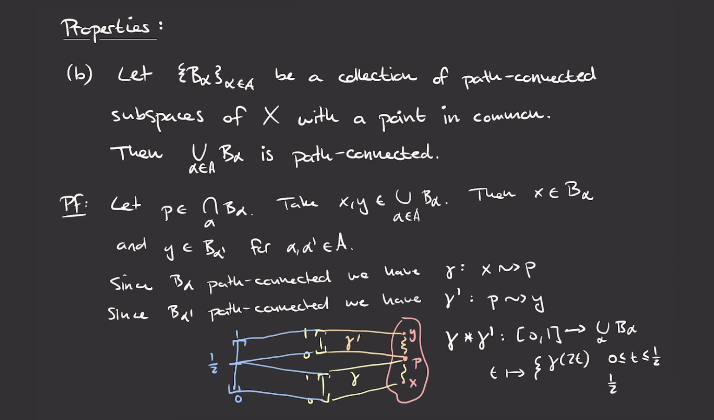And if t is greater than 1/2, but less than 1, we want to be using gamma prime. And again, we want to use gamma prime at twice speed because here we only have 1/2 length, and here we have 1 whole length. So it's again going to be gamma prime of 2t.